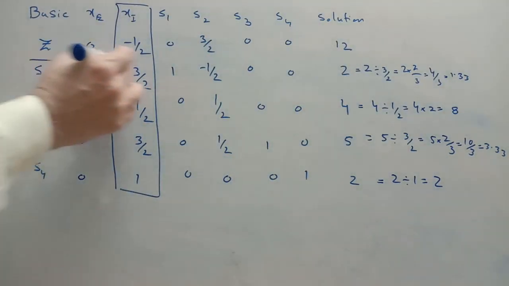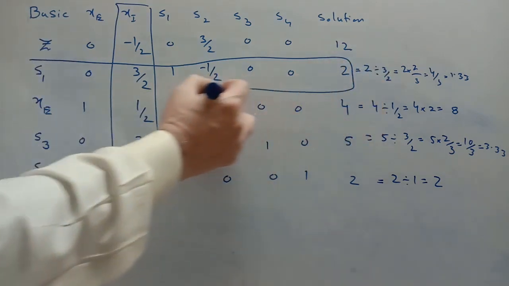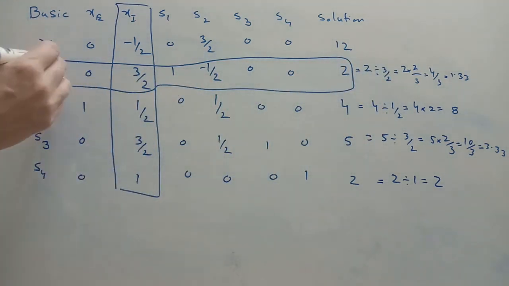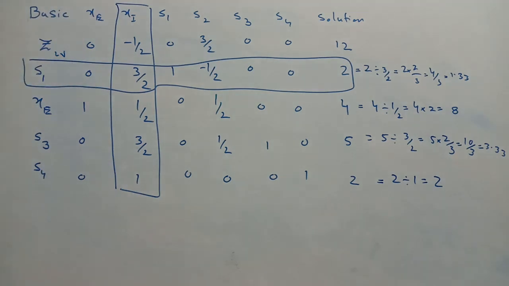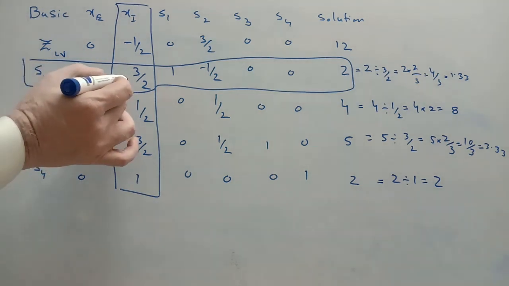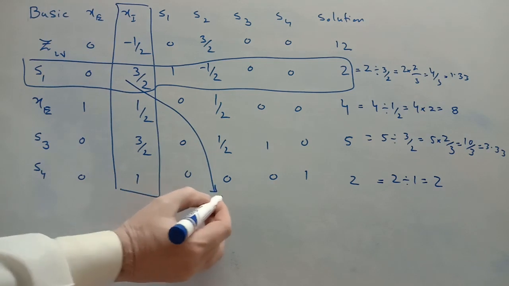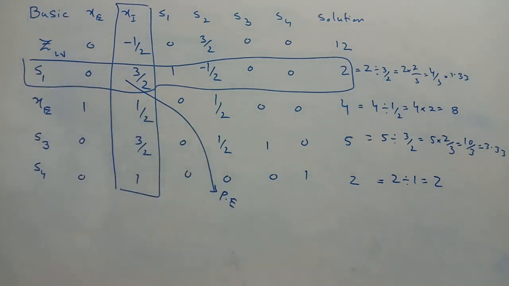That means this time our leaving variable will be S1. This is your leaving variable, because of the smallest ratio. Similarly, this must be your pivot element, because I told you the pivot element is the intersection of the entering column and the leaving variable. So this is your pivot element.